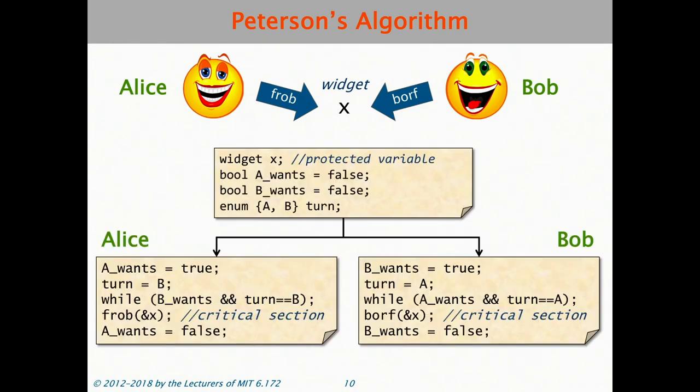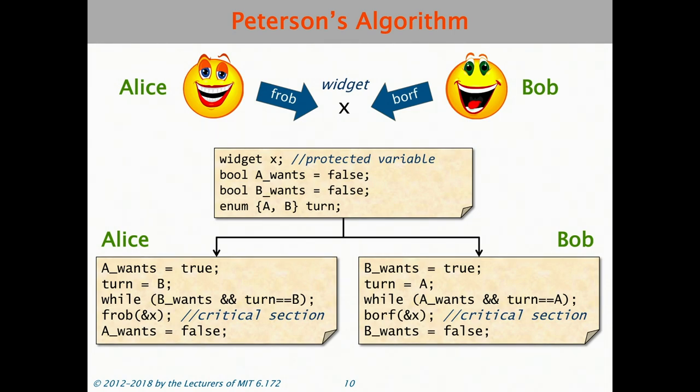Here's Peterson's algorithm. We have widget X. I'm going to read through the code here. I have a Boolean variable called wants: an A wants and a B wants. A wants means Alice wants to frob the widget. B wants means that Bob wants to borf the widget. We're also going to have a variable that has two values, A or B, for whose turn it is. And so we start out with that code, and then we fork the two Alice and Bob branches of our program to execute concurrently.